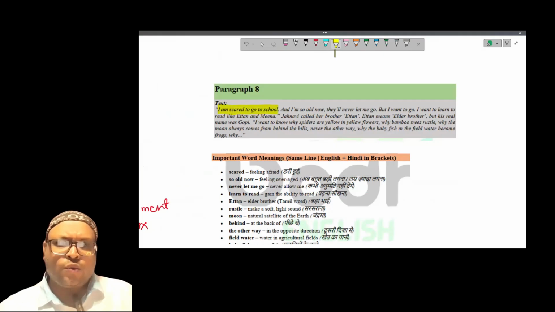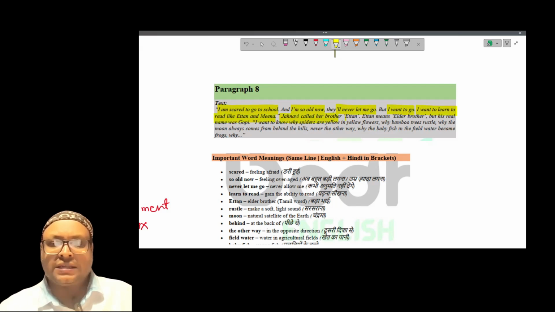I'm scared to go to school and I'm so old now. They will never let me go. I am old and they will never ever let me go. But I want to go. I want to learn to read like Etan and Mina.